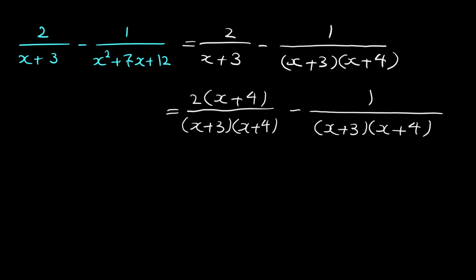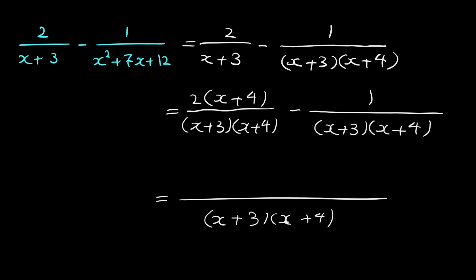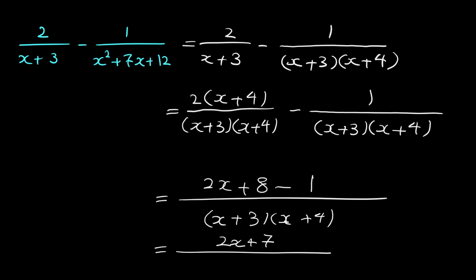Now we write one of the denominators and we simplify the numerator. In the numerator we have 2x plus 8 minus 1. 2 times x is 2x, 2 times 4 is 8, and don't forget it's minus 1 because we have 1 to subtract. Minus 1. 2x plus 8 minus 1 is 2x plus 7. So the final answer is 2x plus 7 all over x plus 3 times x plus 4. This is the final answer for this question.